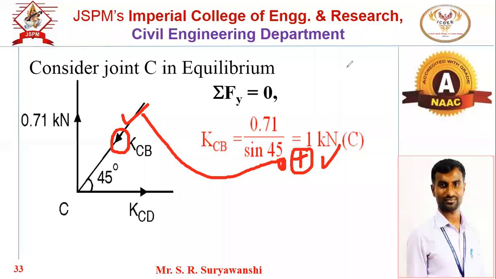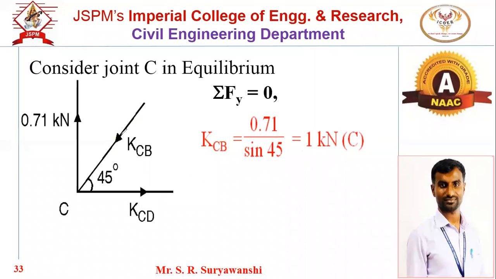So if after the calculation the answer is positive, our assumed direction is correct. Remember it like this: after the calculation, if the answer is positive, our assumed direction, whether compressive or tensile, is correct. Either tensile or compressive depends on the assumption. But after the calculation, if the answer is positive for a member force, our assumed direction is correct. If it is compressive, it will be compressive. If it is tensile, it will be tensile. That we have to remember. Okay, this is for KCB. Then apply the summation of horizontal forces equal to 0.